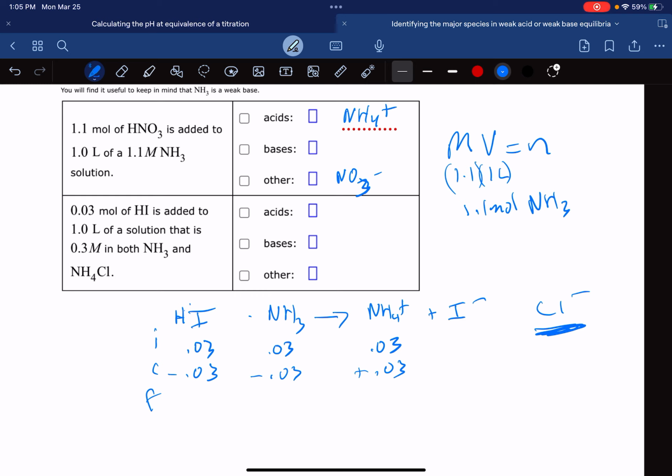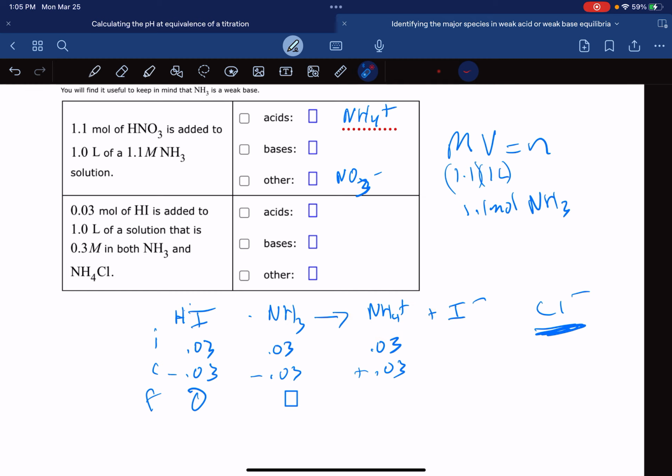So what do we have at equilibrium? Well, we have none of the strong acid. We have none of the base. So just like we did before, we don't have any of the strong acid or the strong base. Now let's take a look over here at this. So we do have a weak acid, right? And then we have some spectators.